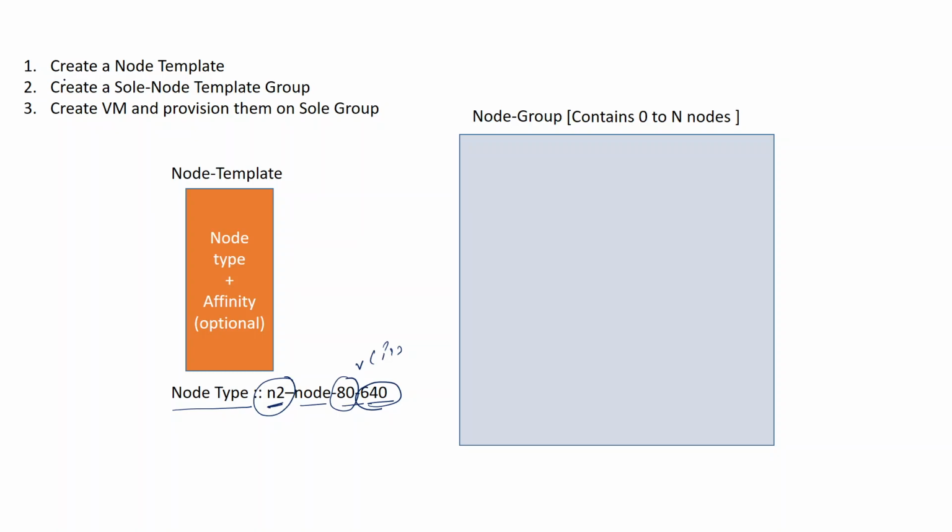Once we have created the node template, the next step is to create a node group. While creating a node group in the GCP console, you will be asked to create or select a node template. So the node template is injected into the node group. A node group may contain zero or more nodes, depending upon the VMs that meet the criteria of the node template. Moving ahead, in the third step, we need to create the VMs and provision them onto the node group.